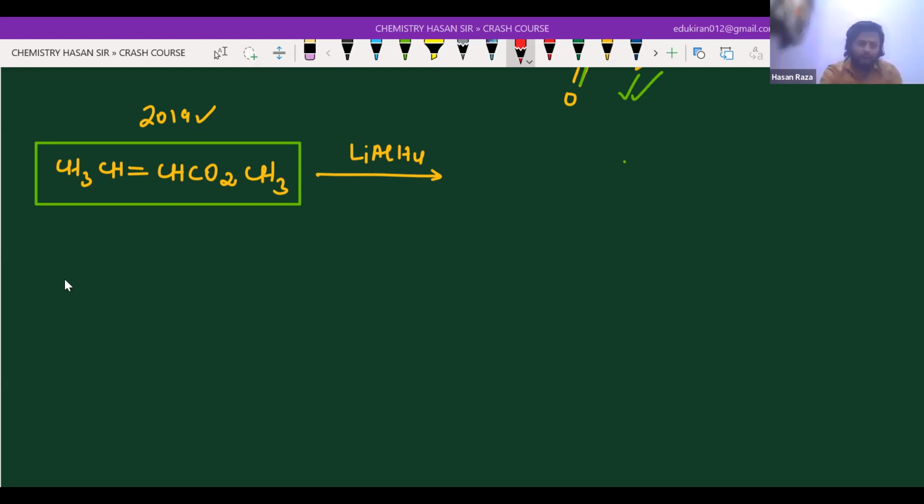So see what will happen. If you remember in the previous class, I had given you this reaction: preparation of alcohol from reduction of ester and carboxylic acid, if you remember.